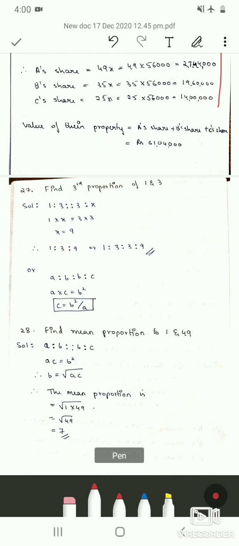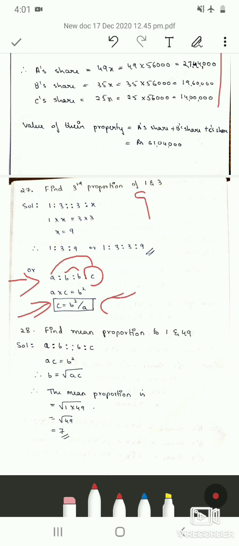Or else, whenever they have asked the third proportion, we know it is in continued proportion. So the general form would be A is to B as B is to C. When you equate the product of means to the product of extremes, we get AC is equal to B square. Since they have asked the third proportion, here the third proportion is C. Therefore C is equal to B square divided by A. So for this problem you can directly use this formula.